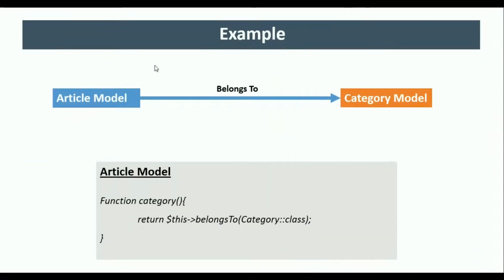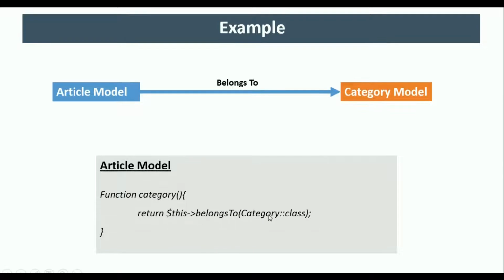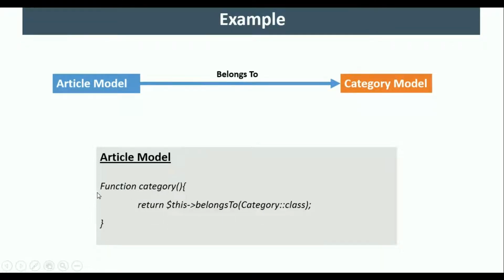So let's see, I have two models, the article model and the category model. That means the article table and the category table. So an article belongs to a category. That means many articles belong to a category, and a category has many articles. Here you see I have specified the relationship in the article model: article belongs to category. So this is the model I have defined here, and according to that model I want to retrieve the articles data.